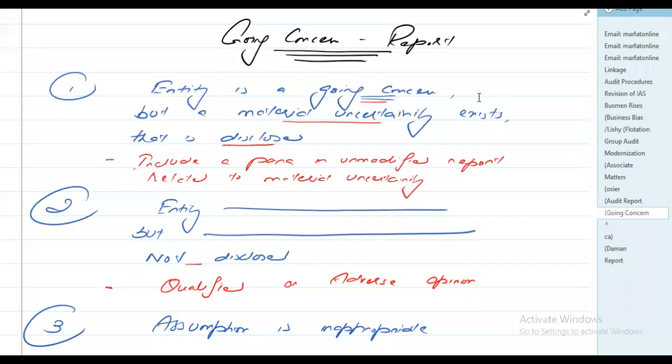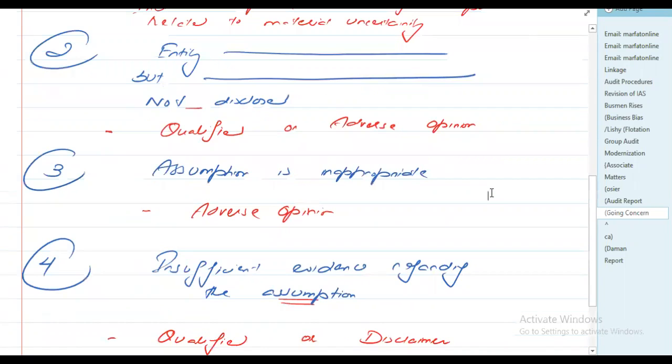All right, so the last thing is to complete this going concern report implications. And when we are dealing with the going concern report implications, there are four things you need to understand. The first thing is, if the entity is a going concern but a material uncertainty exists and it is disclosed, then there is no need to modify the opinion because everything is fine, and the report will remain unmodified. So we'll be including a paragraph in the unmodified report which explains the material uncertainty.